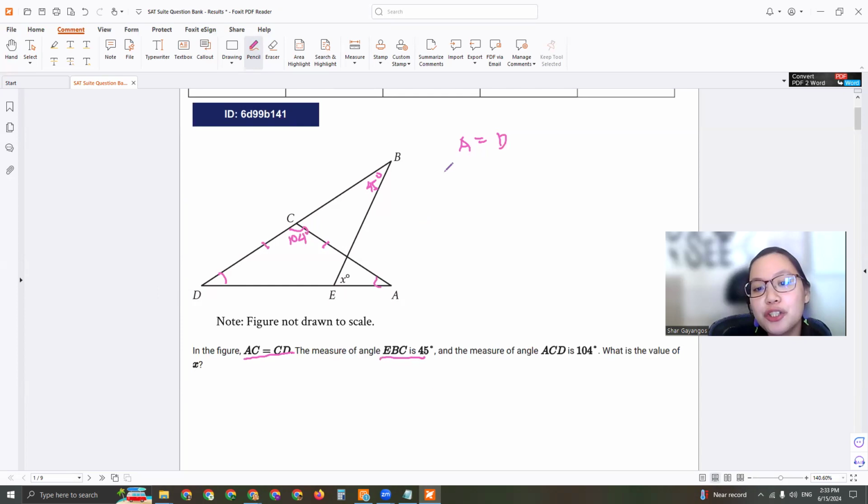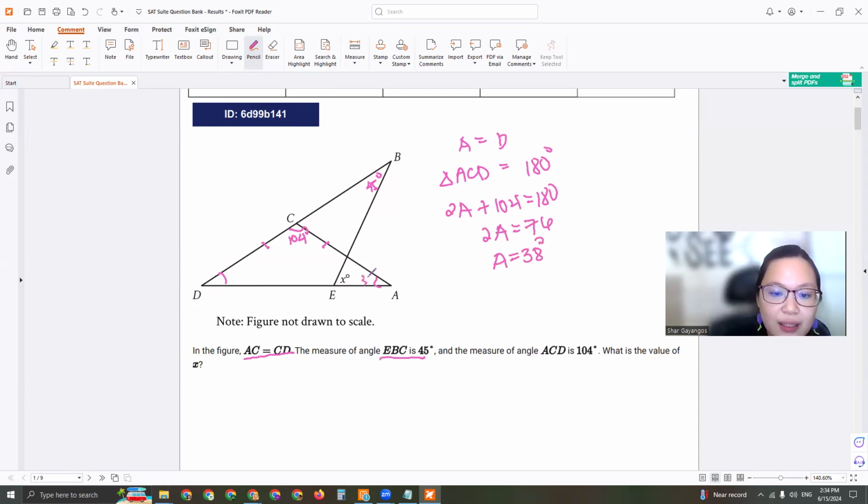So let's focus on triangle ACD. The sum of these three angles should be 180 degrees. And we also know that the two are equal. So meaning 2A plus 104 is 180. So 2A is 76. So each of the base angles has a measure of 38 degrees, right?